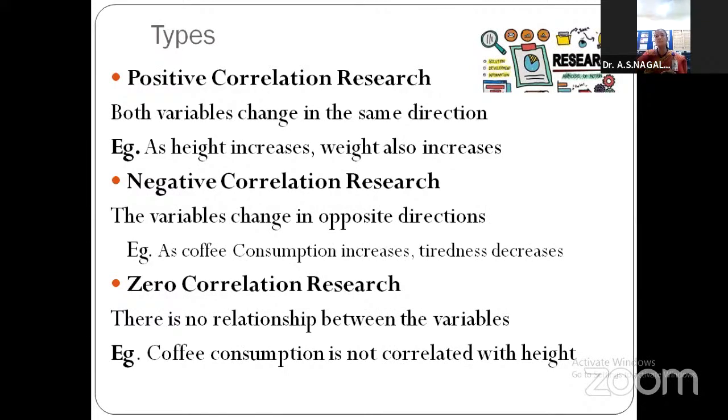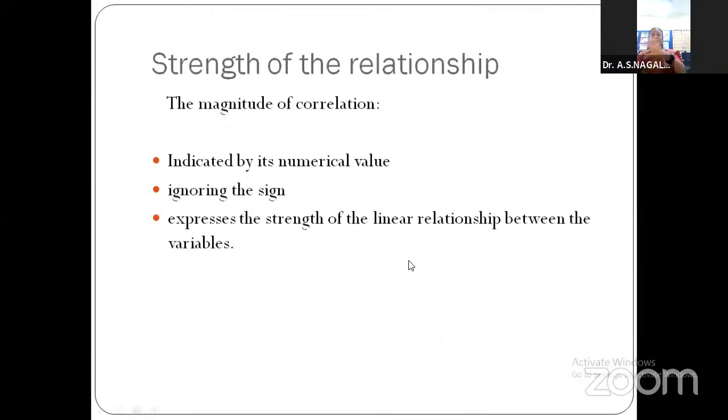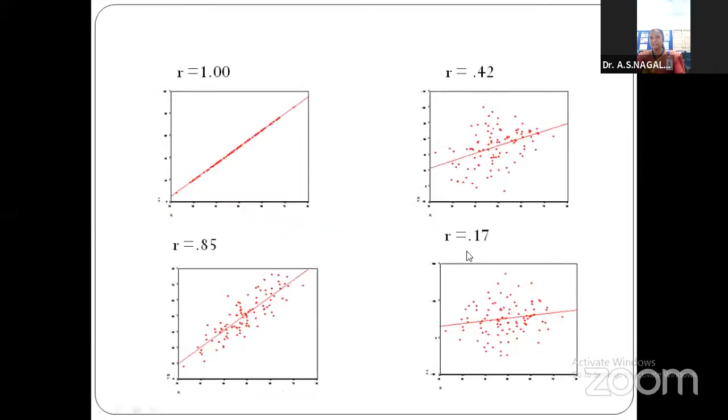The height increases, your weight increases, your coffee consumption increases, your diet decreases, but coffee consumption doesn't have any impact on your height. Okay, so this comes under zero correlation. Normally there will be a scatter plot. It will tell you whether it is positively, negatively, or zero correlated. So the correlation has been expressed in these aspects.